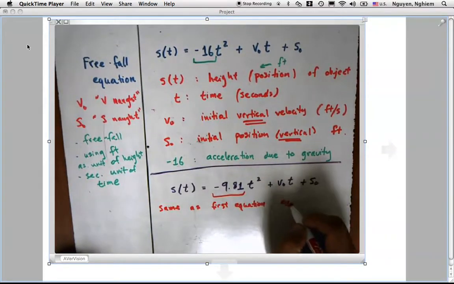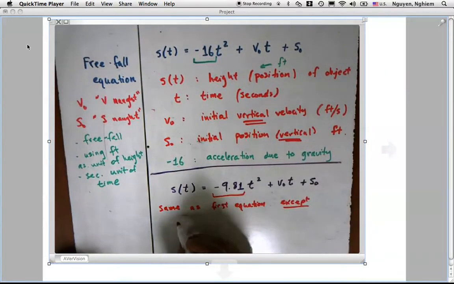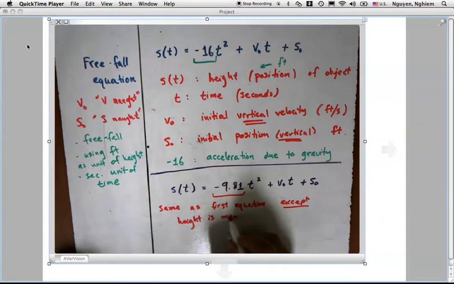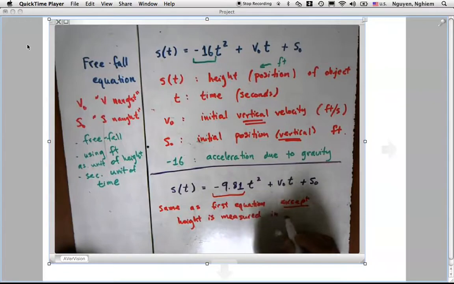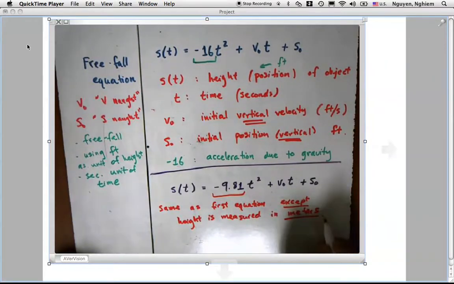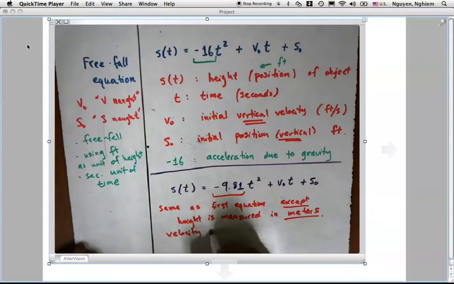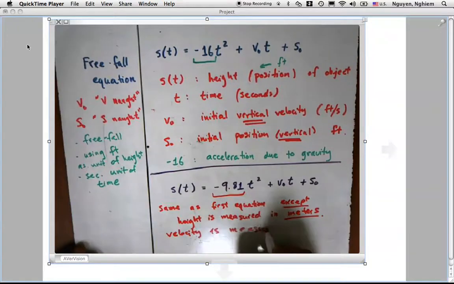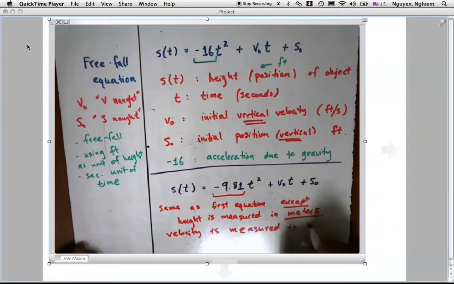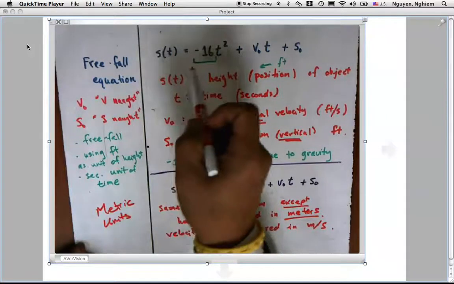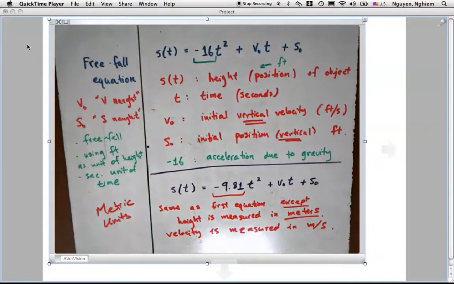It's the same as the first equation, except height is measured in meters, and velocity is then measured in meters per second. So this is basically the metric system. This equation uses the imperial units, and this equation uses the metric units. And that's all there is for right now to this equation.